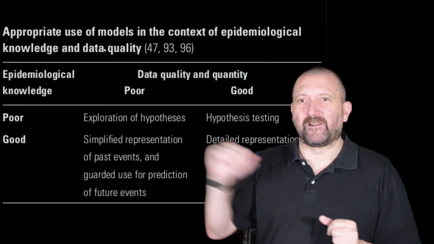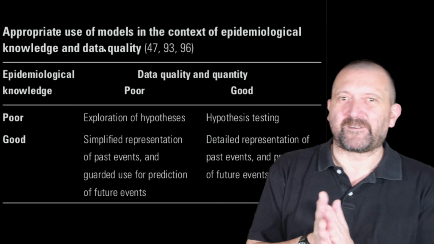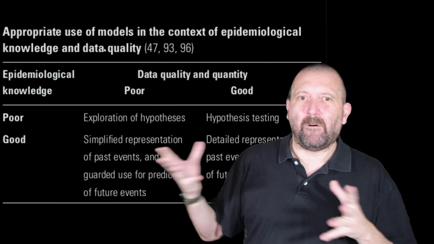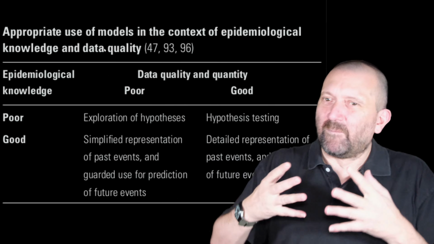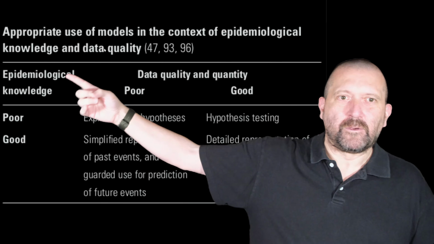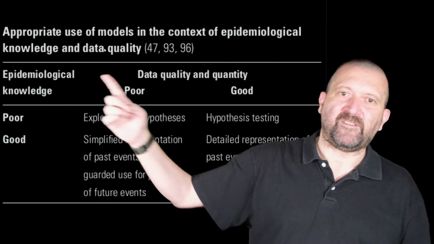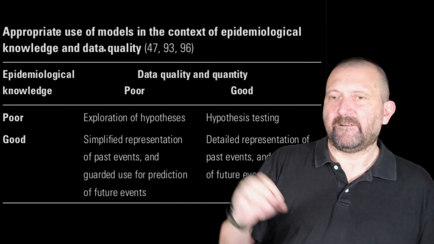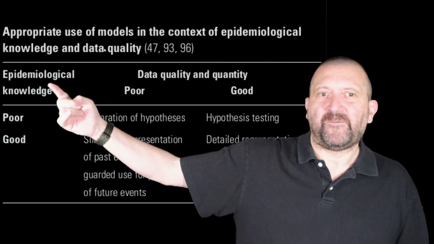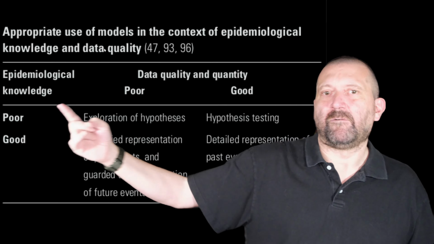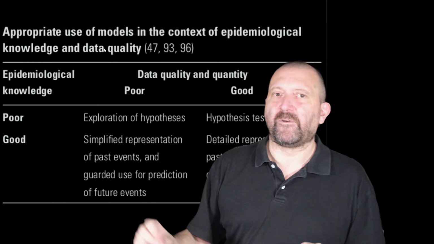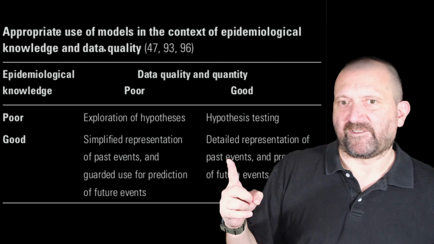So I just point out this table in their paper, which I find quite interesting. They're essentially trying to say what type of use of models you should be doing depending on your knowledge of the epidemiology of the disease and the type of data in terms of quality and quantity that you have. So essentially, they say if your epidemiological knowledge is poor and the data quality you have is poor, then a model should be used to explore hypotheses.